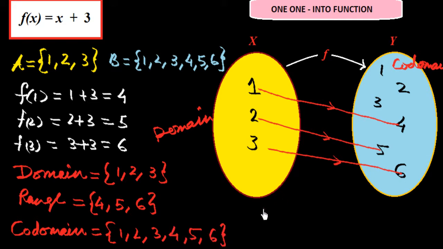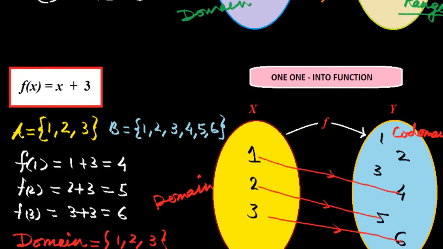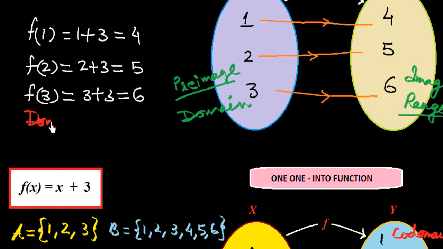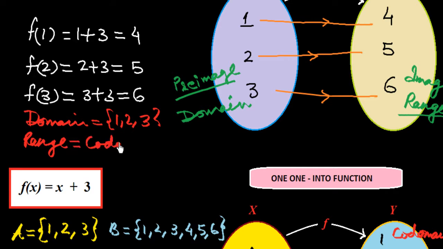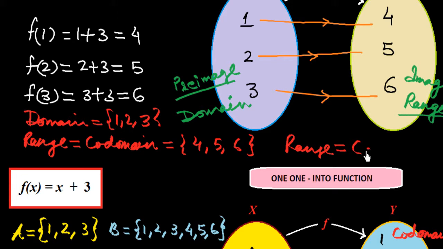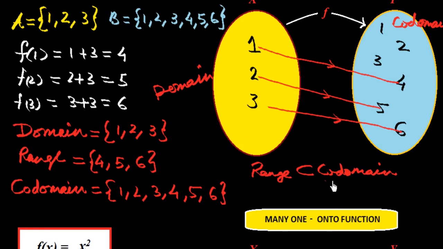So in this way, we know that in into function, range is subset of codomain. But in onto function, you see the domain is 1, 2, 3 here, and range is 4, 5, 6. Also, the codomain is 4, 5, 6 because all the elements of set B are called the codomain. So range and codomain both are same here. So here you see range is equal to codomain in onto functions. And range is a subset of codomain in into function.